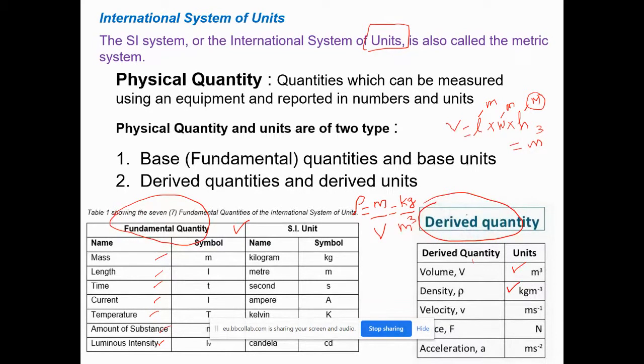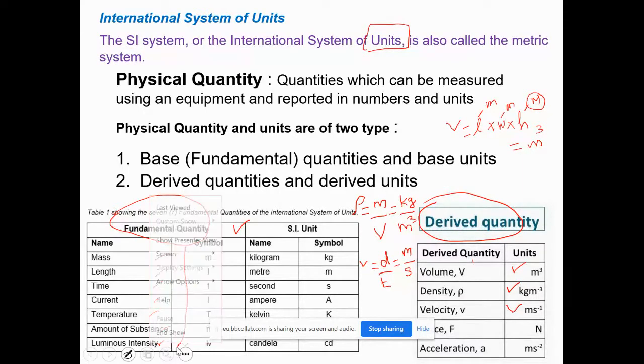What is the unit for speed? The unit for speed is distance over time. What is the unit for distance? The unit for distance is meter, and the unit for time is second. So that's what we have written here, meter per second. So with the help of these 7 fundamental quantities, you can see here 1, 2, 3, 4, 5, 6, 7 fundamental quantities. You can use the 7 fundamental quantities for getting derived quantities. Clear?